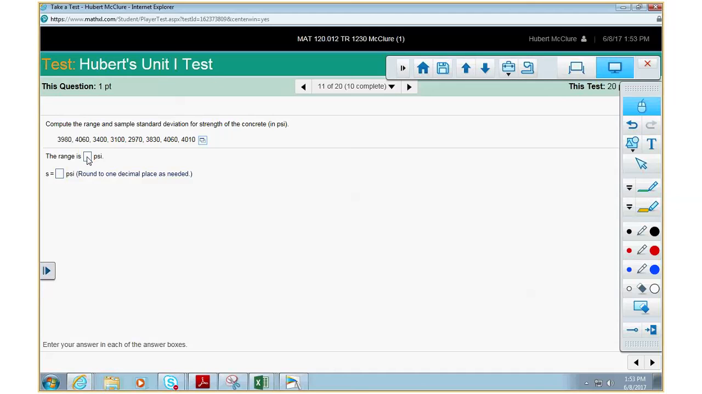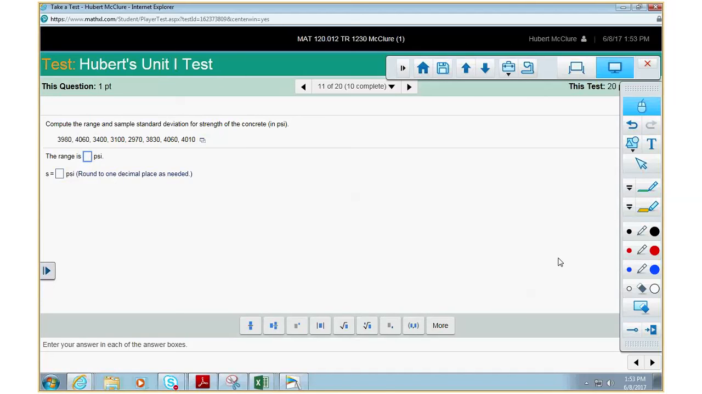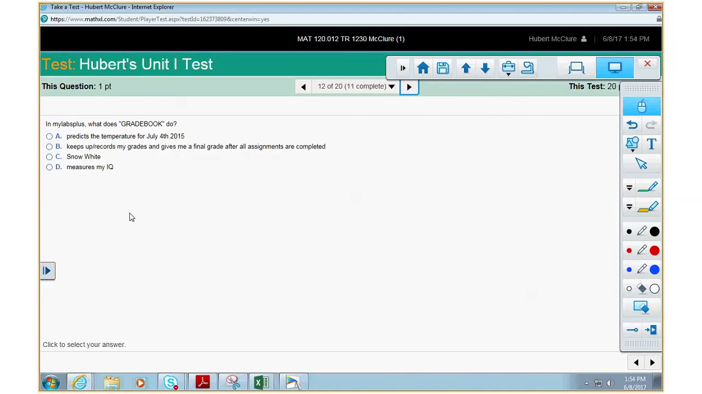Oh, the range. They did ask for it. I didn't know they'd ask for the range. I only saw that S. So somebody tell me what the range is. I'm sorry, 1090? And the S, I don't think I got it now. Is that right? Oh, it's to 1? And you know, I constantly mix that up just to get you. What does gradebook do?